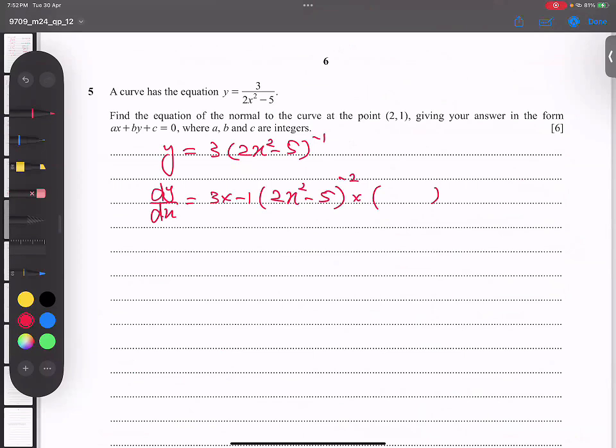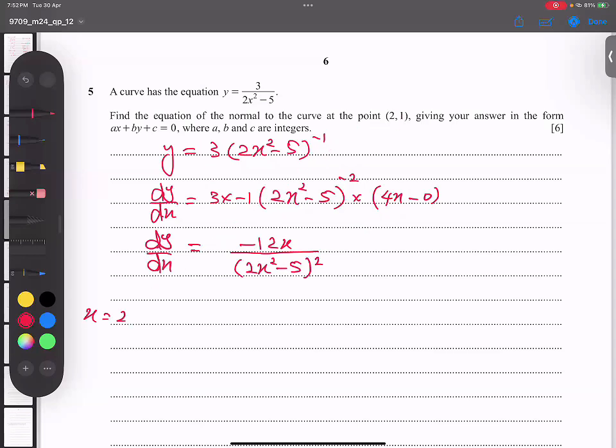And don't forget the base derivative. This is becoming 4x, and this becomes 0. So finally, this is -3 and 4, so negative 12x. And its power is negative. How to make it positive? Bring it into the denominator. And now I plug in x = 2.